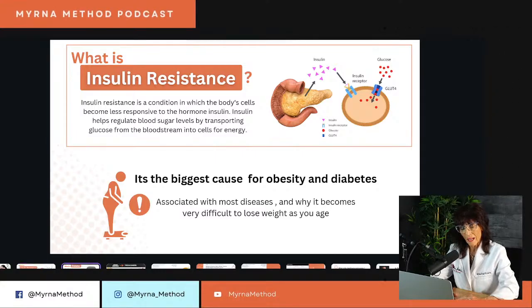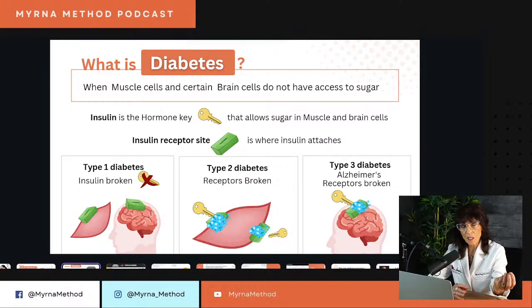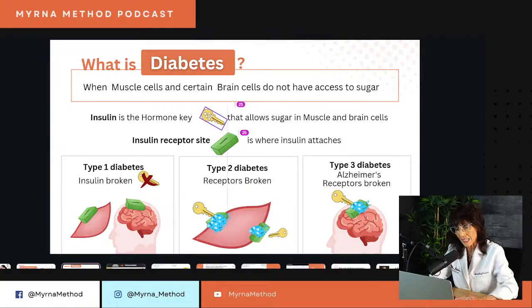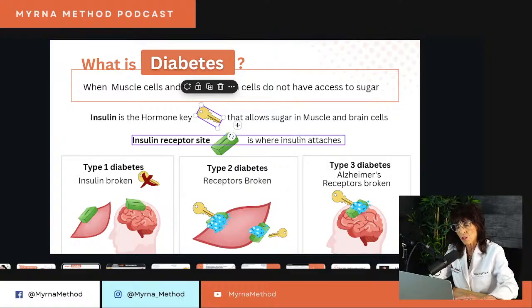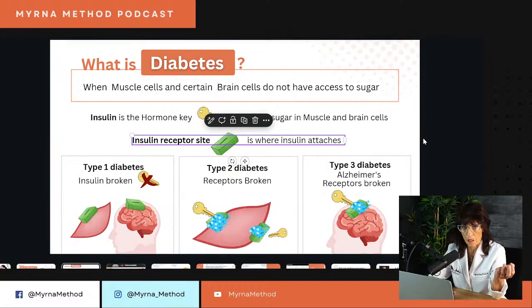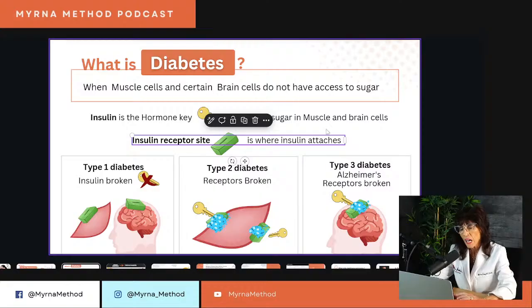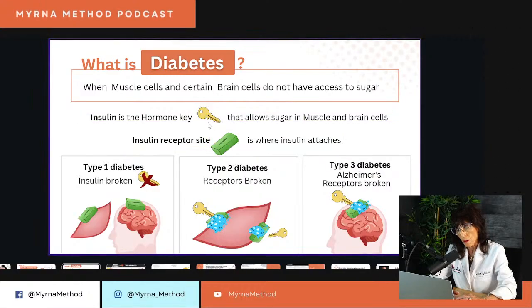So let's talk about diabetes in general, because insulin resistance is the precursor to type 2 diabetes. So what is diabetes? When muscle cells and certain brain cells do not have access to sugar, that's basically the point right there. And insulin is the hormone. It's like a key that allows sugar into the muscles and brain cells, because it's really the muscle and brain cells that are hungry for this stuff. And it's the receptor sites that allow that hormone to attach, where all the action takes place.